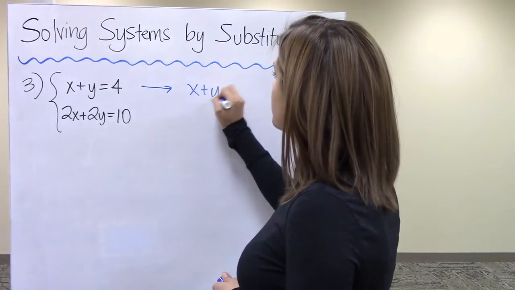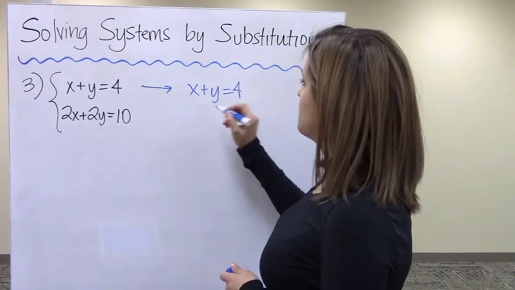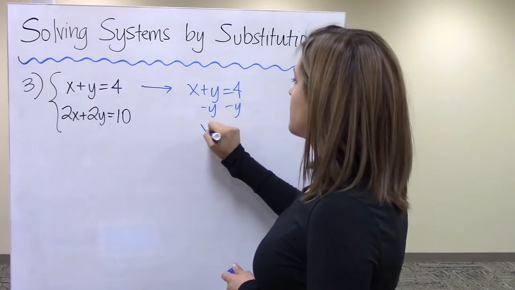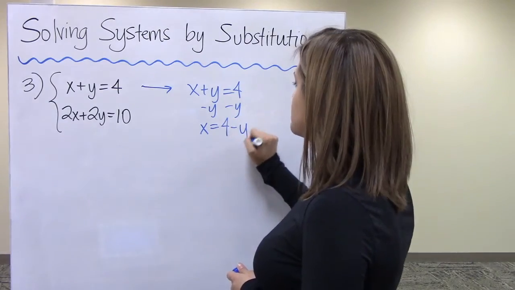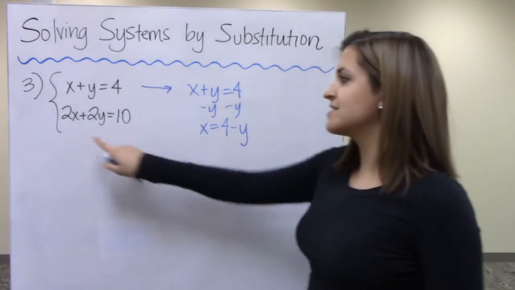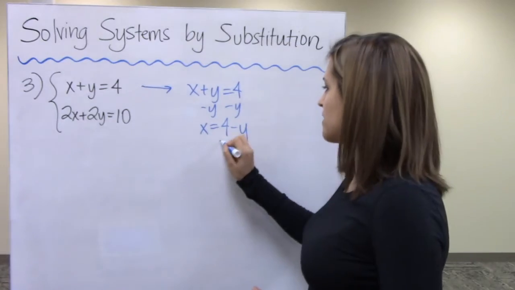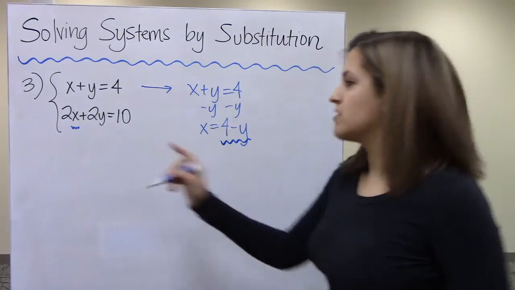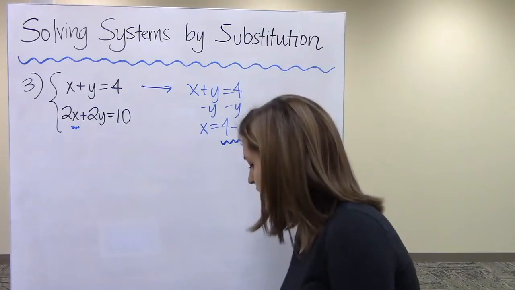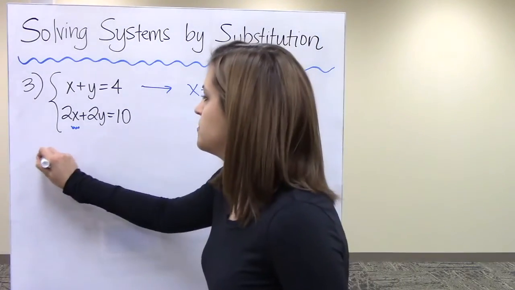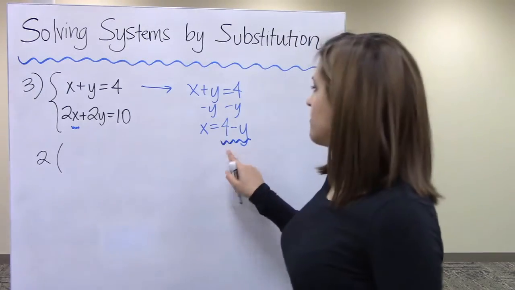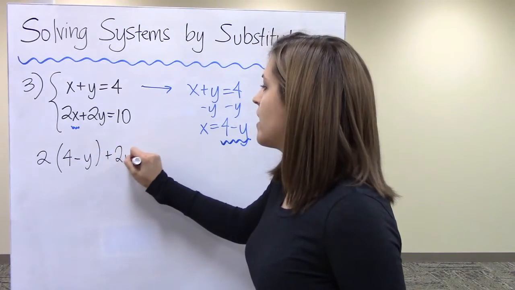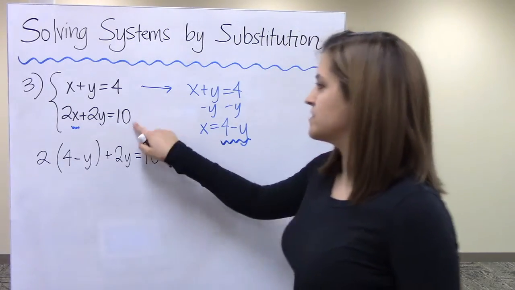We get x plus y equals 4. And then we're going to solve for x. So I'm going to subtract y from both sides. And I'll get x equals 4 minus y. Now I can use this x in the other equation. So I'm going to plug this part in for this x over here. So I'll move this down, and I'm going to get 2 times whatever I got for x, so 4 minus y, plus 2y equals 10 from this equation.